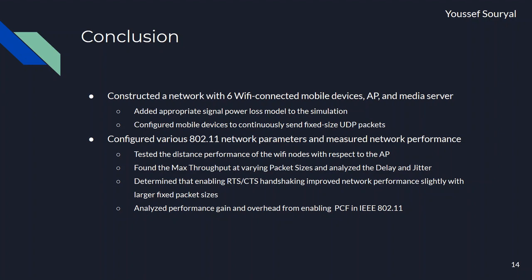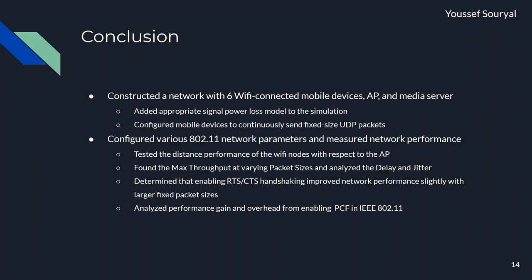So for the conclusion, we constructed a network with 6 Wi-Fi connected mobile devices in a hexagon shape around the access point, which was enabling the 802.11 protocol and was connected to the media server through fast Ethernet. We also added an appropriate signal power loss model to the simulation and configured the mobile devices to continuously send fixed-size UDP packets. We also configured various 802.11 network parameters and measured the network performance.